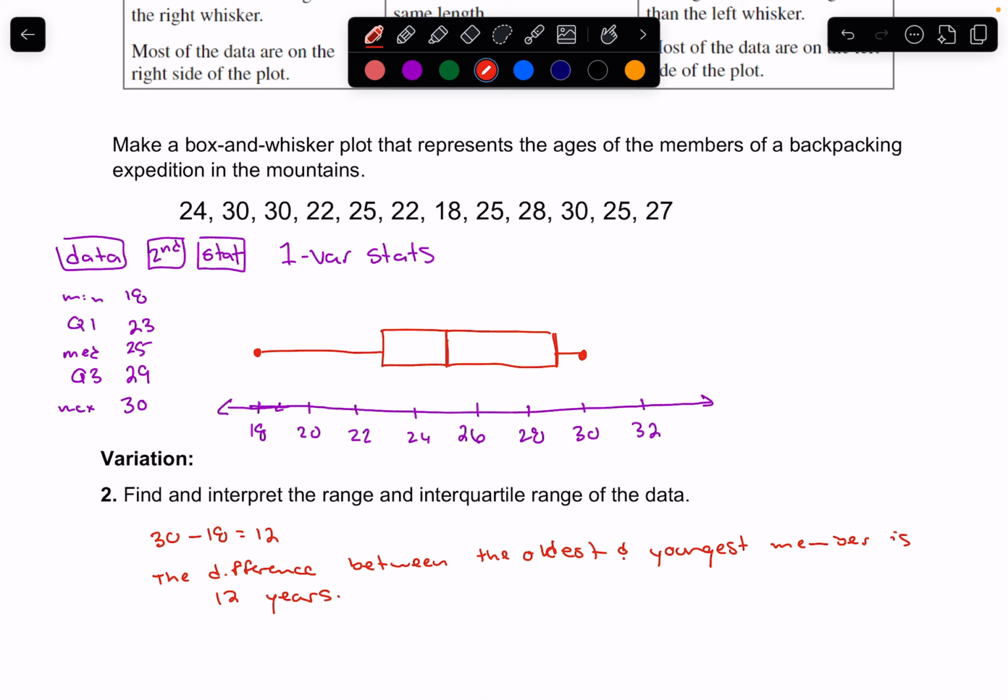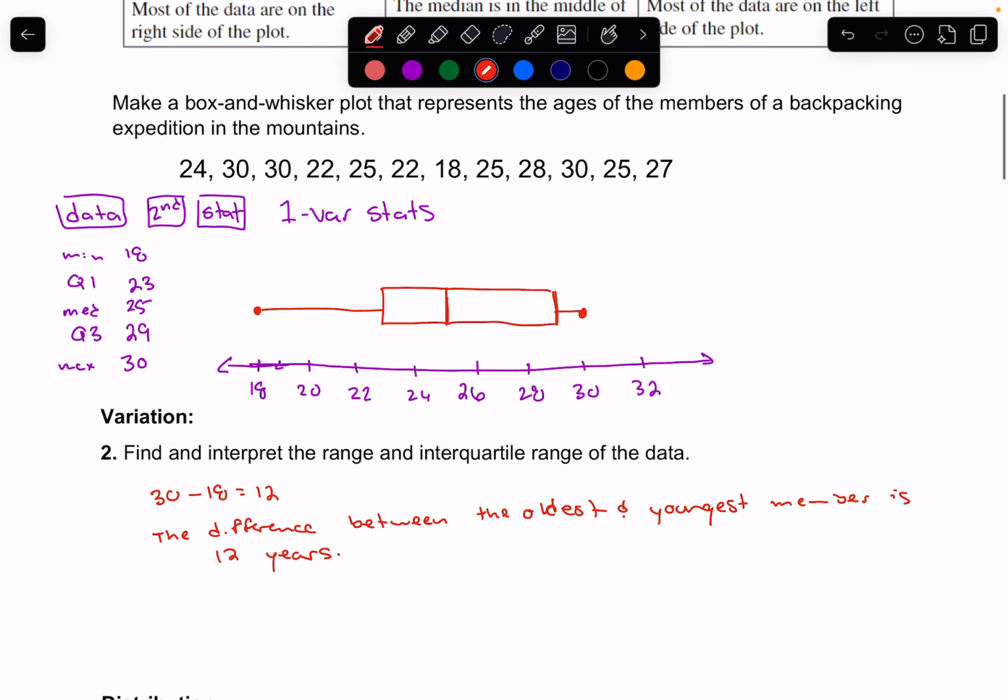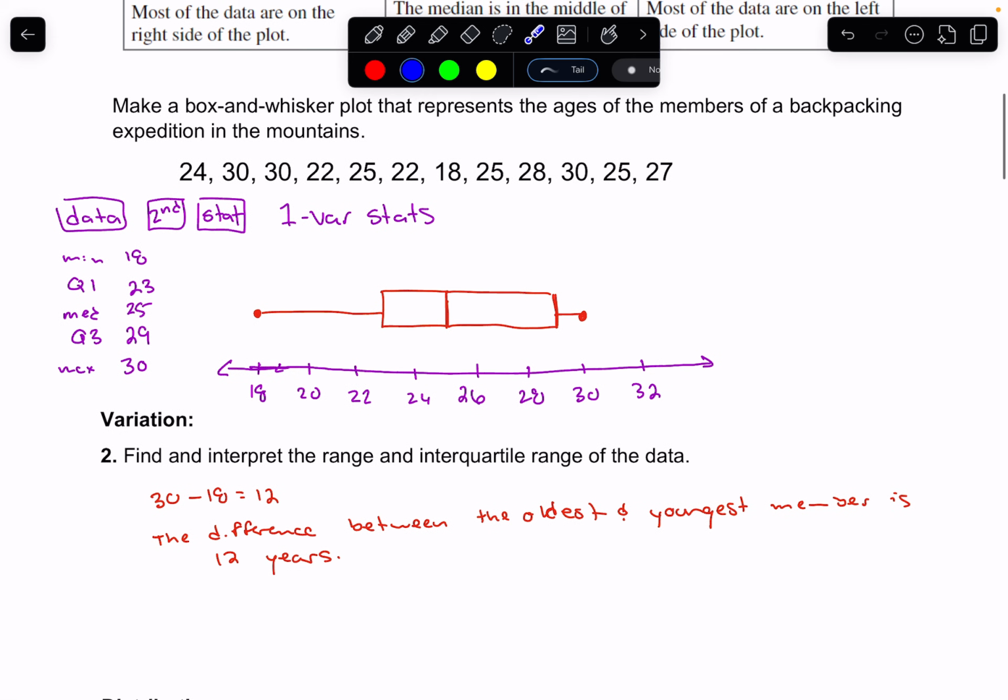So that's what it means by interpret, is explain what it means in real life, that number 12. Don't just tell me the range is 12. The difference between the biggest and the smallest is 12. We're putting it in context of what the data actually represents, okay? The interquartile range is similar, except you're only looking at the box.